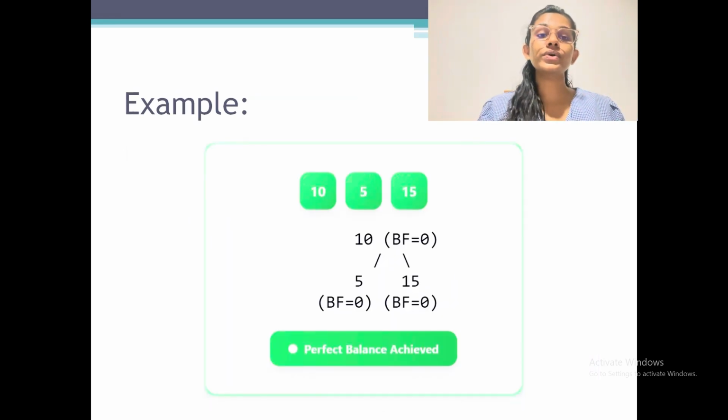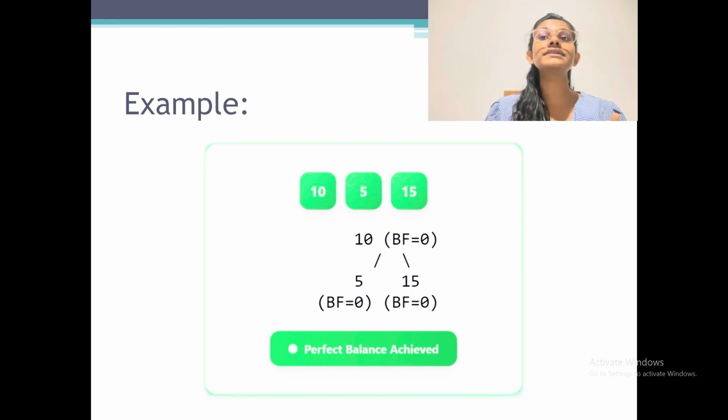So let's walk through a concrete example that shows how an insertion triggers a rotation. This will tie everything together. Suppose we have an AVL tree with nodes 10, 5 and 15. The tree is balanced with 10 as the root, 5 as the left child and 15 as the right child. All balance factors are 0.